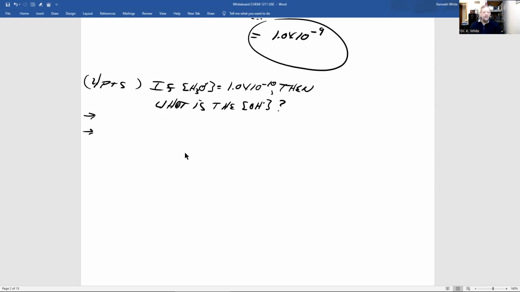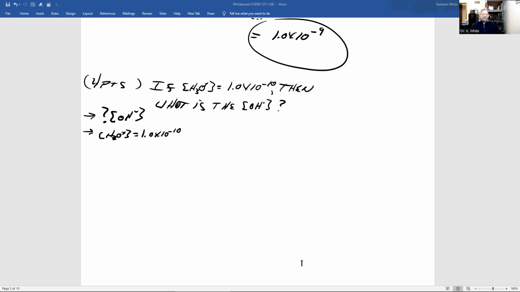All right, so what are we being asked to find? What is the hydroxide ion concentration? What are we given? The hydronium ion concentration. Do we know a relationship between OH minus concentration and H3O plus concentration? And the answer is yes.